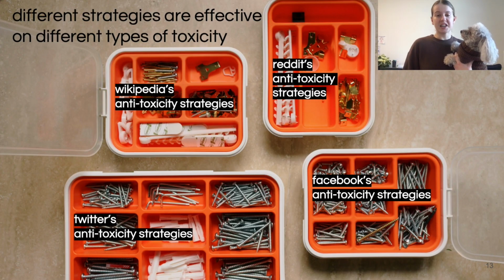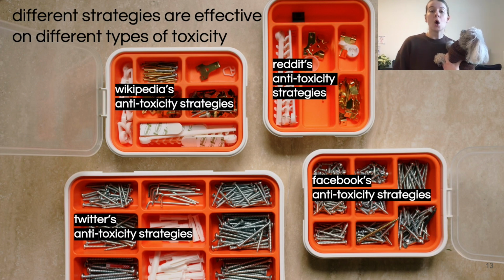So from detection and intervention work, we know that different methods of identifying and dealing with toxicity are effective on different forms of toxicity. And we also know that depending on the type of toxicity a platform experiences, they tend to have success with using different strategies. And so because each platform experiences toxicity in a different way, they require different strategies for dealing with the toxicity.